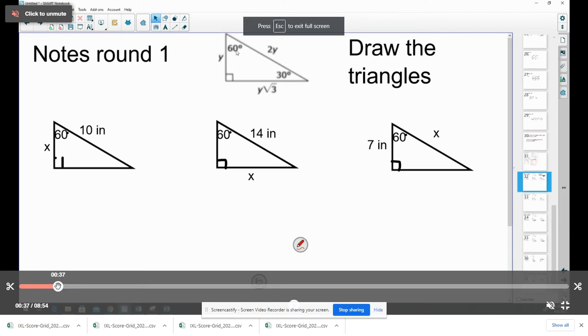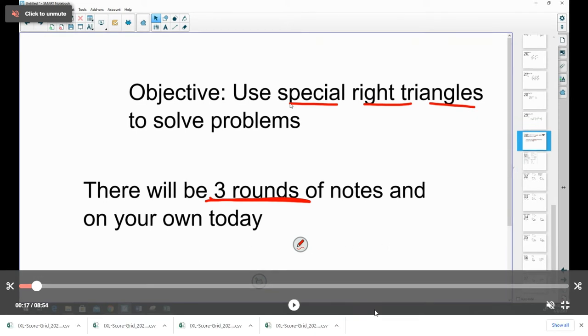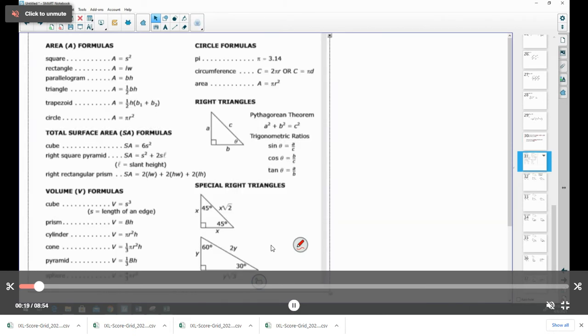Hello, everyone. So today we're going to solve some special right triangles, and there are going to be 3 rounds today of notes and on your own. Make sure you draw all the triangles today, and we're doing this part of the formula sheet, special right triangles, which I'll include these pictures in the slides.